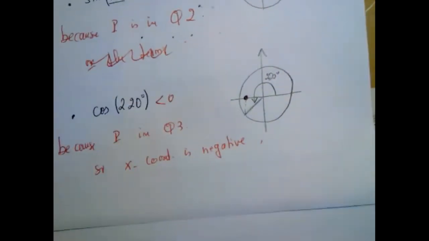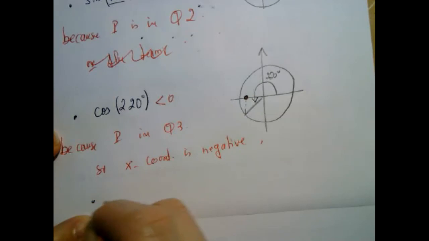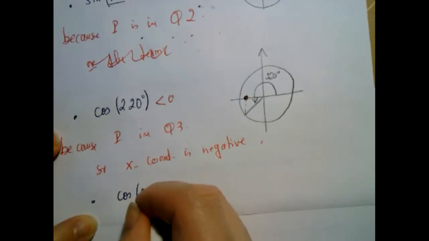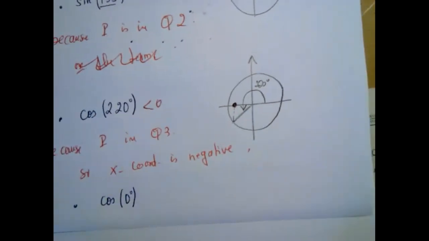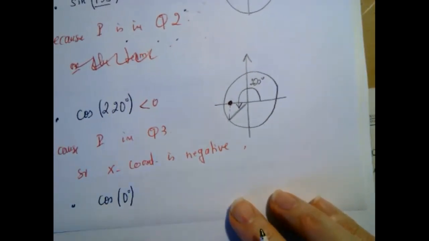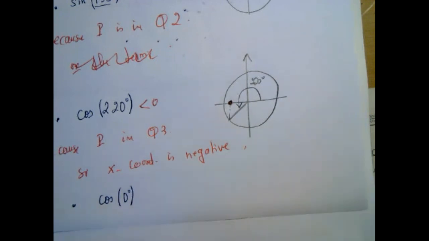Okay. The last one, and then we have to quit. What about cosine of 0 degrees? Okay, cosine of 0. Everybody is telling me 0. I don't know. I give you a minute to think about it. Right, what's the cosine of 0? It's not 0. It's not 0.